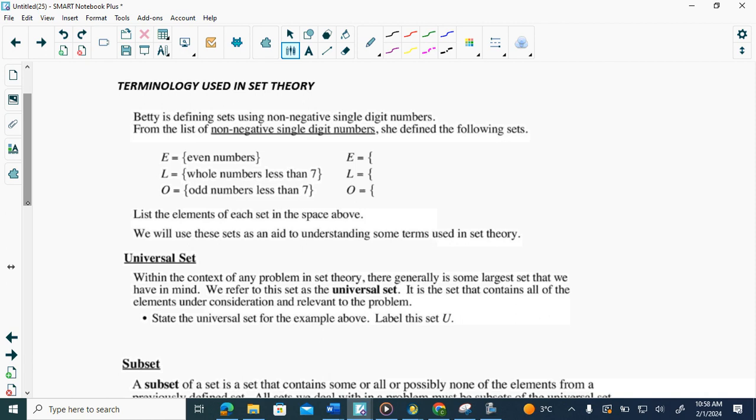So here it says, Betty is defining sets using non-negative single-digit numbers. Single-digit numbers are the numbers like 1, 5, 9. 10 is a double-digit number, right? 20 is a double-digit number. 37 is a double-digit number. 467 is a triple-digit number, or a three-digit number, right? So we're doing single digits. From the list of non-negative single-digit numbers, we want the even numbers, and we're going to include 0.